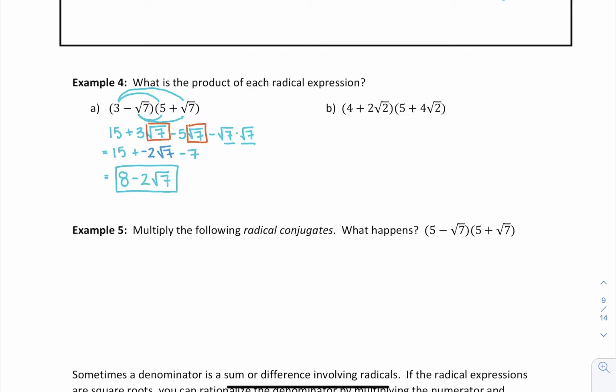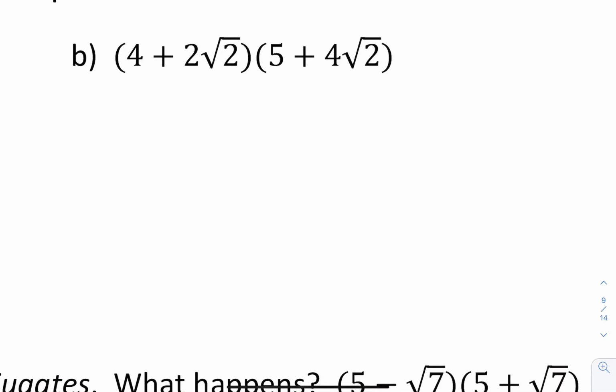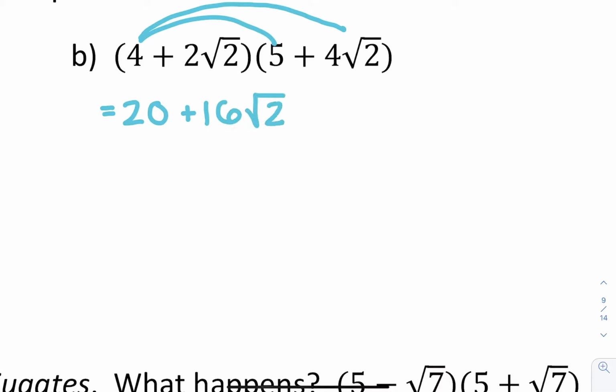In this next example, again, we have 2 binomials. So basically 2 addition problems that we're going to multiply out. So first, 4 times 5 is 20. Now, 4 times 4 square root of 2, we multiply the numbers on the outside, so the 4 and the 4 is 16, and the radical stays on the inside. Next up, we multiply these 2 numbers, the 2 and the 5 is a 10, and we leave the square root of 2 on the inside. And again, last, we multiply the 2 numbers on the outside, so 8, and now we have square root of 2 times square root of 2.